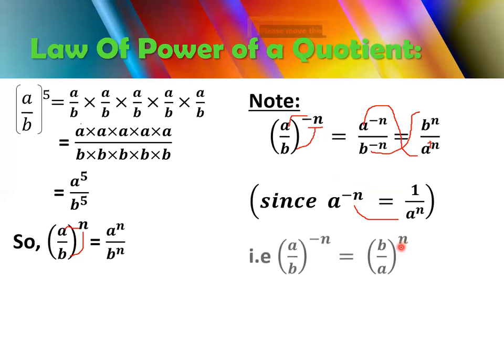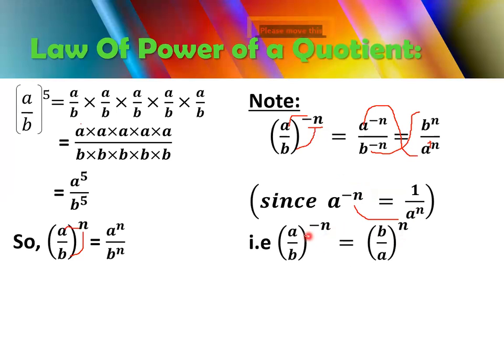So what you have learned is that if your exponent is minus n, you will take the reciprocal of your quotient. I am talking about the whole power minus n. If the whole power is minus n, you take the reciprocal of these two numbers, that is b upon a, and your power will become plus n.